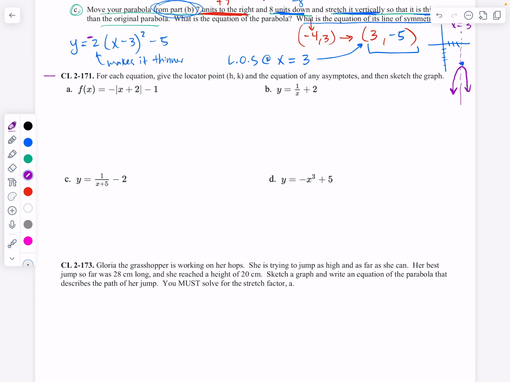Moving on to the next question, number 171. For each equation, give the locator point and the equation for any asymptotes, and then sketch the graph. Okay, so the locator here is going to be at the 2 and the -1, but it's going to be at -2, -1, because the general form of the equation is always x minus h plus k. So in this case, h is equal to -2.